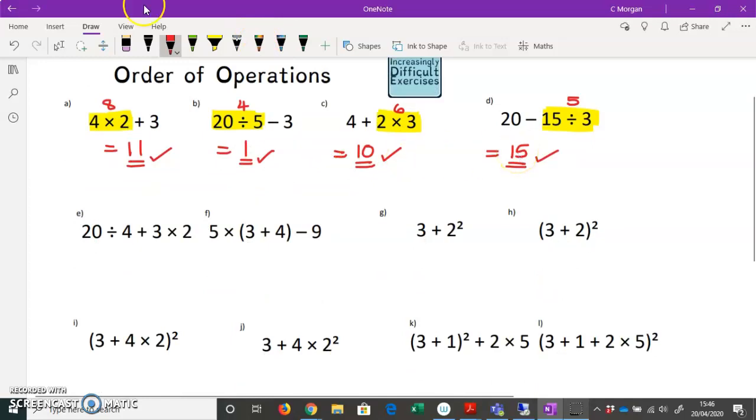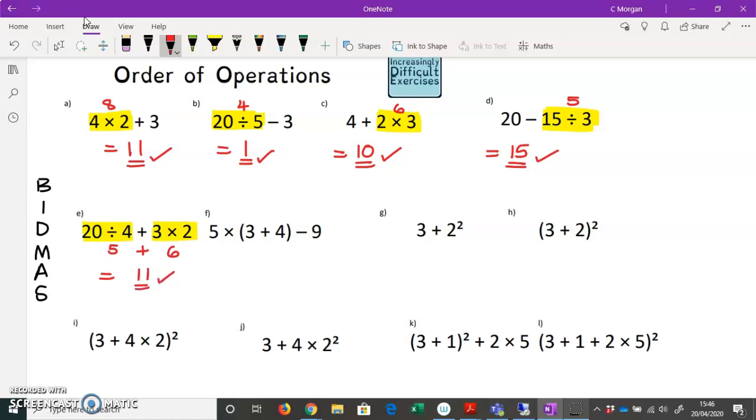I'm looking at E. I'm still going to write BIDMAS down the side so that you can see what I'm referring to. Okay, it's getting a little bit harder every time now. I know that I've got to divide before I multiply. Okay, 20 divided by 4 is 5, and 3 multiplied by 2 is 6. I'm then going to add my answers together to get 11.